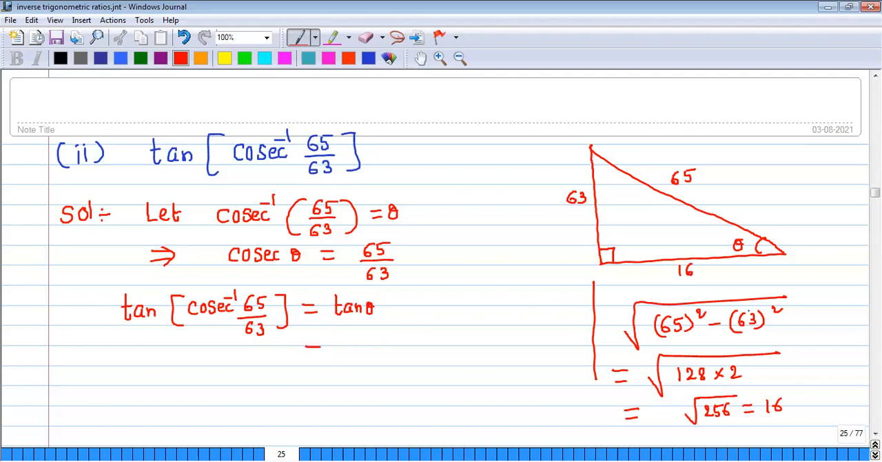So we need to find out tan theta. Tan theta is equal to what? Opposite side by adjacent side. 63 by 16. That's all. Completed. Very simple.